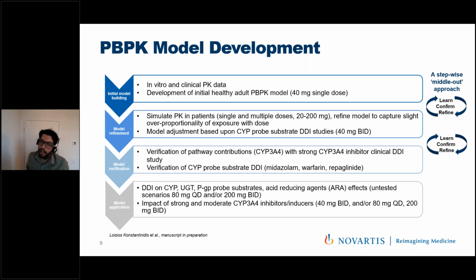And of course, on the last step, and most importantly, once the PBPK model was established, was to apply the model in order to simulate untested drug-drug interaction scenarios for either CYP, UGTs, or transporters that were involved, as well as to predict the impact of organ impairment, either hepatic or renal impairment, at higher doses other than 40 milligram, and use that as a justification, as an argument during our NDA submission package.